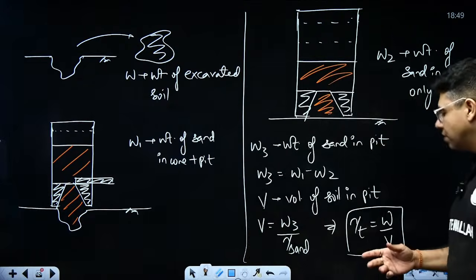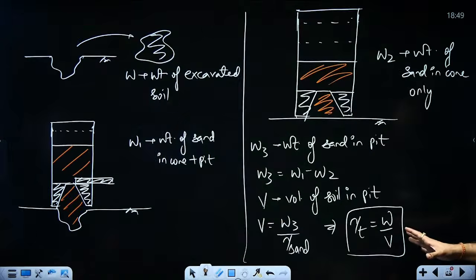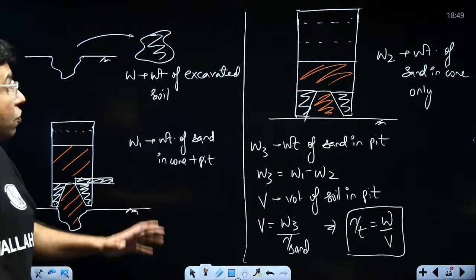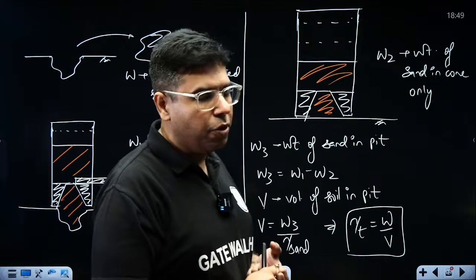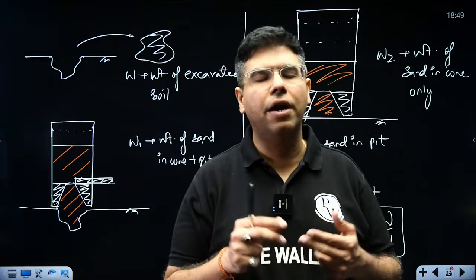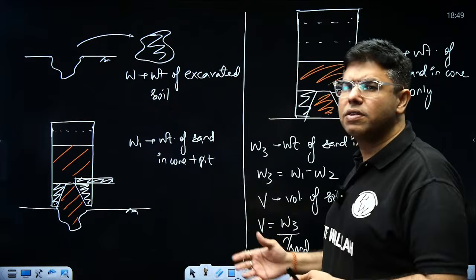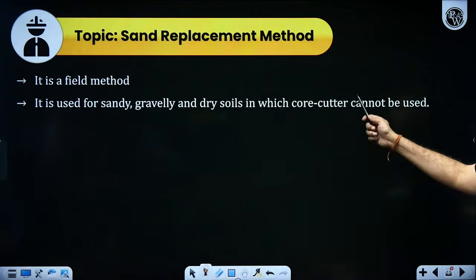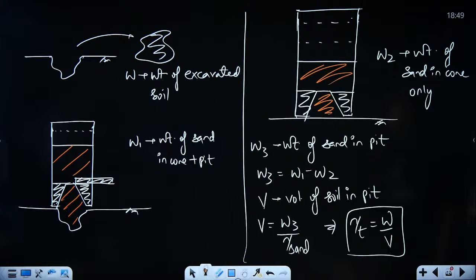This is my sand replacement method. See, very simple method. Obviously, it is a field method. Everything is done in the field, and it is used for those soils in which the core cutter cannot be used. You remember, core cutter can be used only for soft fine grained soil, not for sandy, gravelly or stiff clays. So, in those cases, we can go with this sand replacement method. It is used for sandy, gravelly and dry soils. Very simple method, please see it.